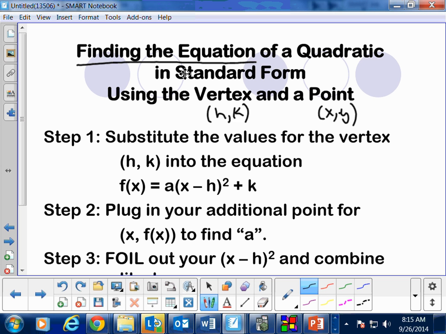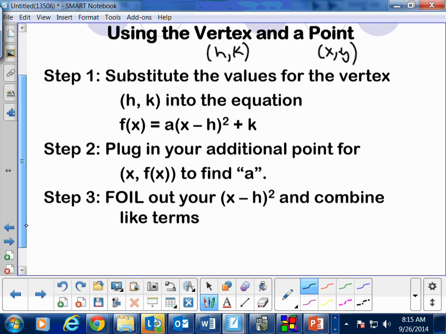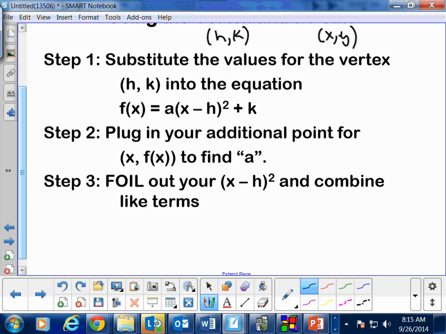And the first thing we're going to do, we're going to substitute the values for the vertex h and k into our vertex form of the equation. After that, step 2 is going to plug in your additional point x of f of x to find a. After that, you follow out your x minus h and combine like terms, and then we end up with our standard form. So let's go ahead and write all this down, and let's perform an example.